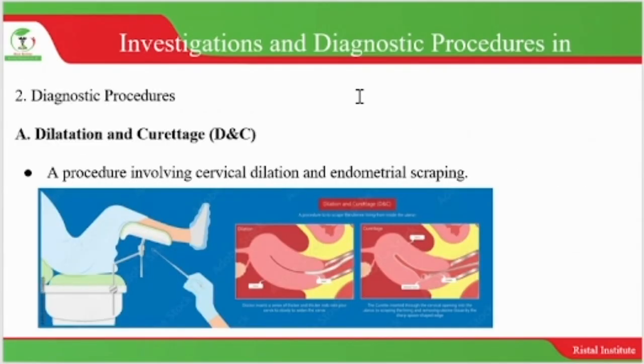Diagnostic procedures. One, we have dilatation and curettage. This is a procedure which involves cervical dilatation and endometrial scraping, as you can see in the image. Right there, it shows how it is done, where the uterine curette is inserted into the uterus and the endometrium is scraped off.